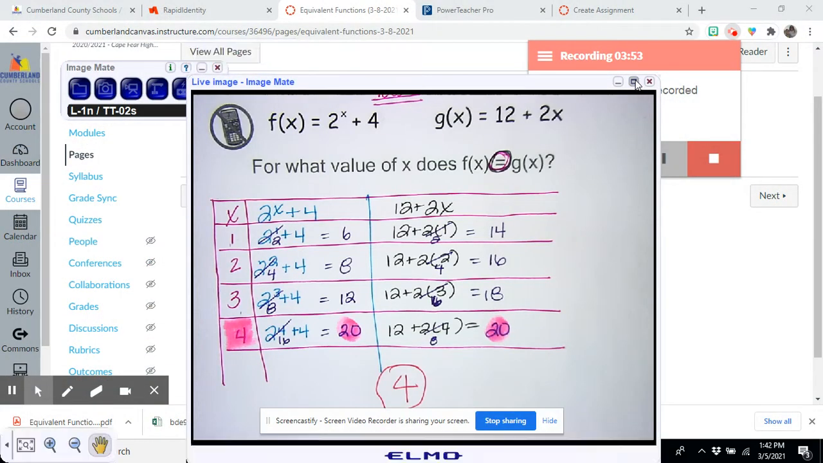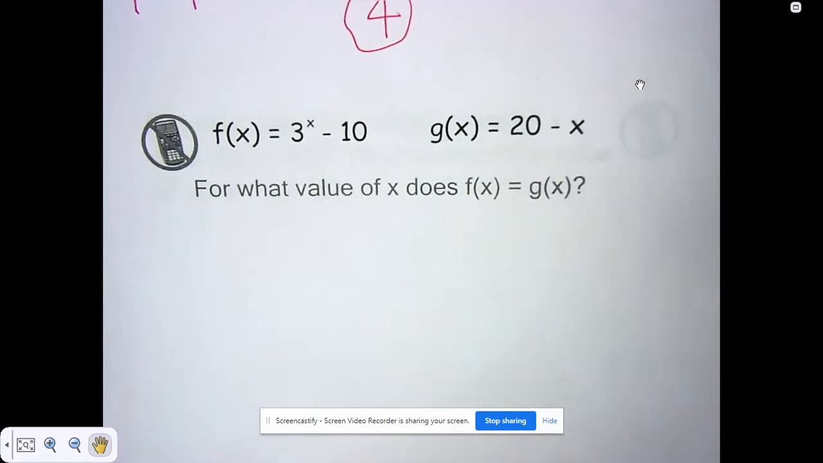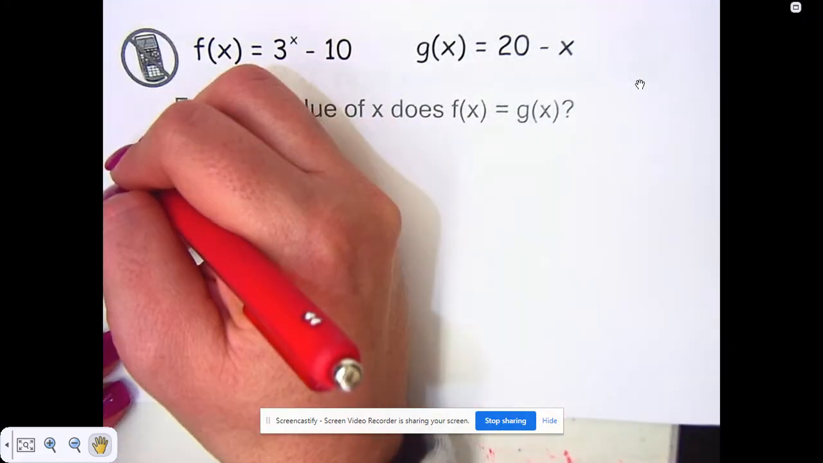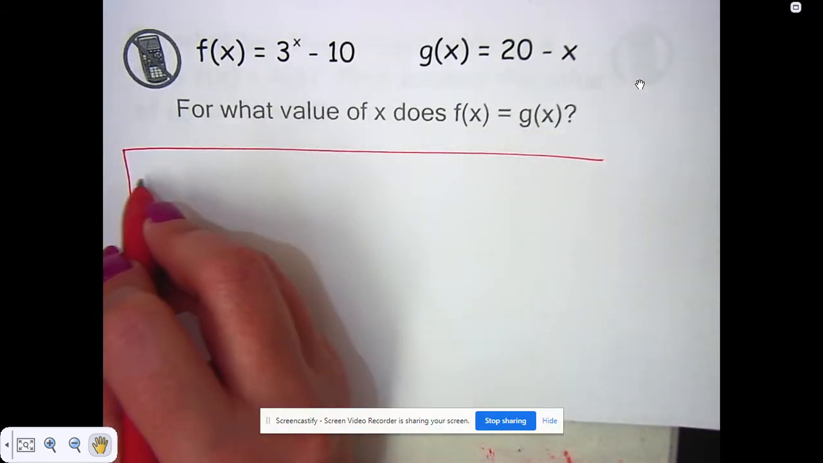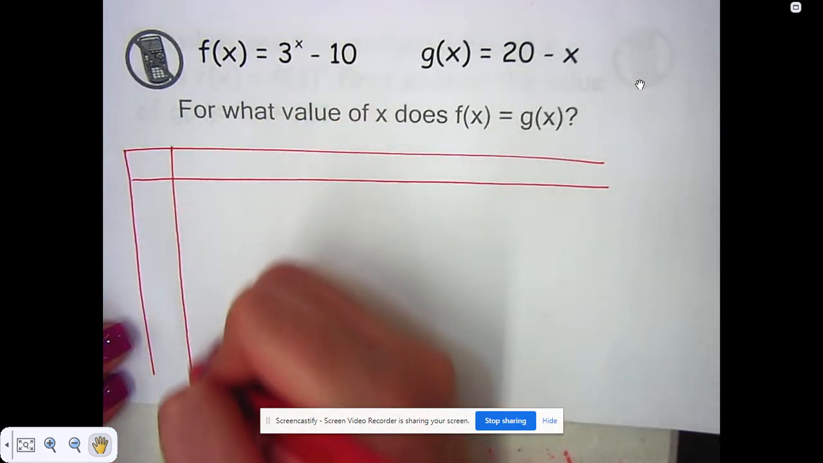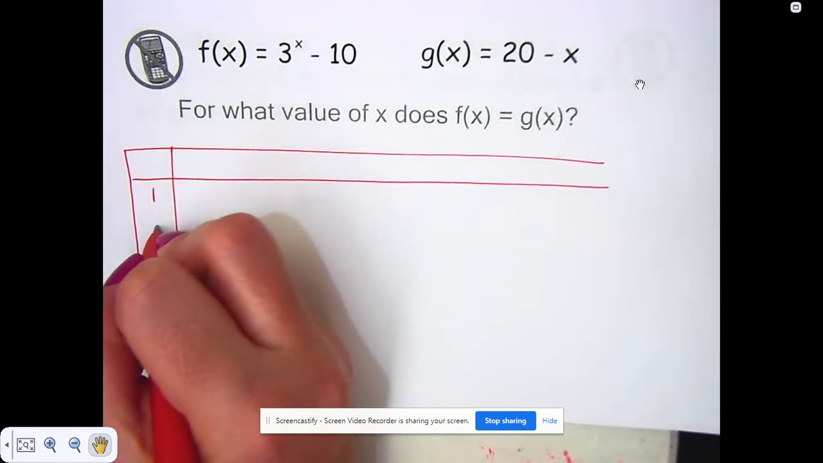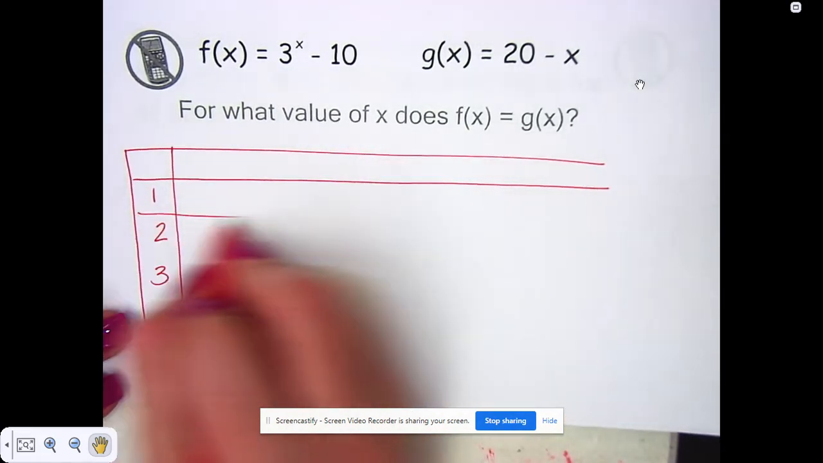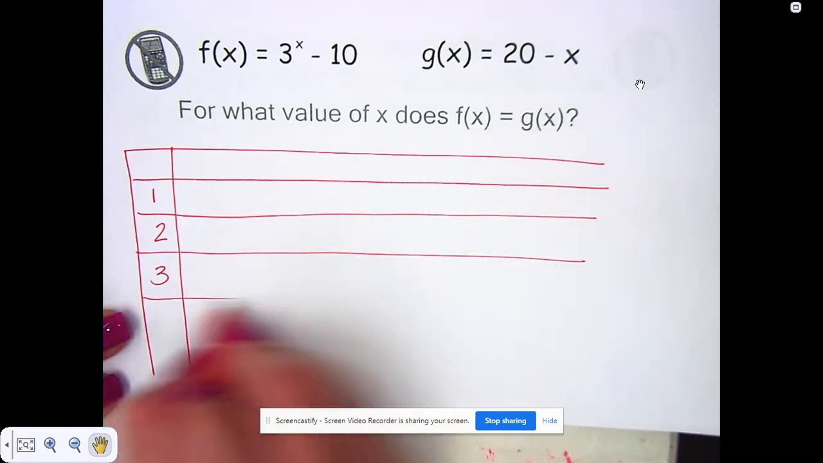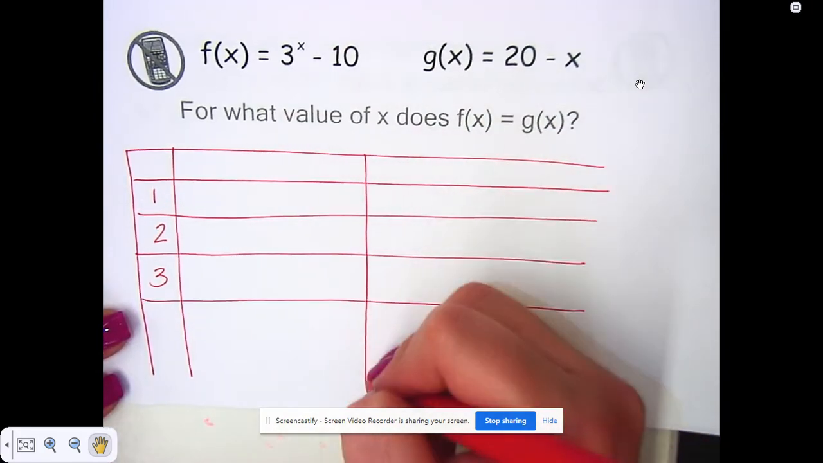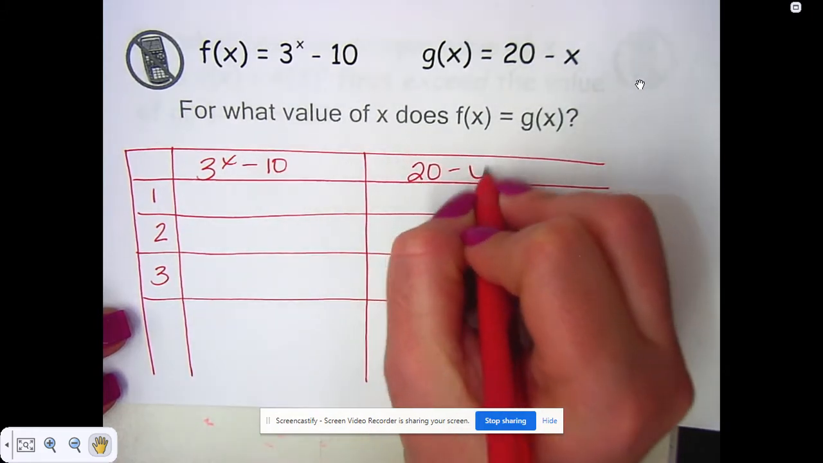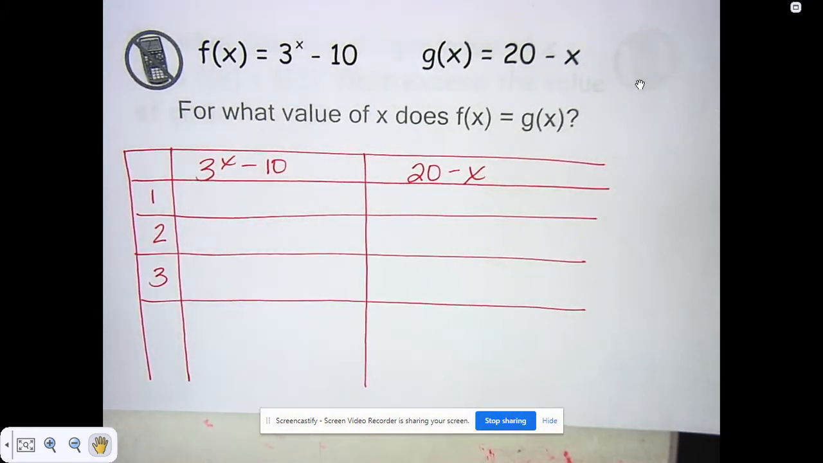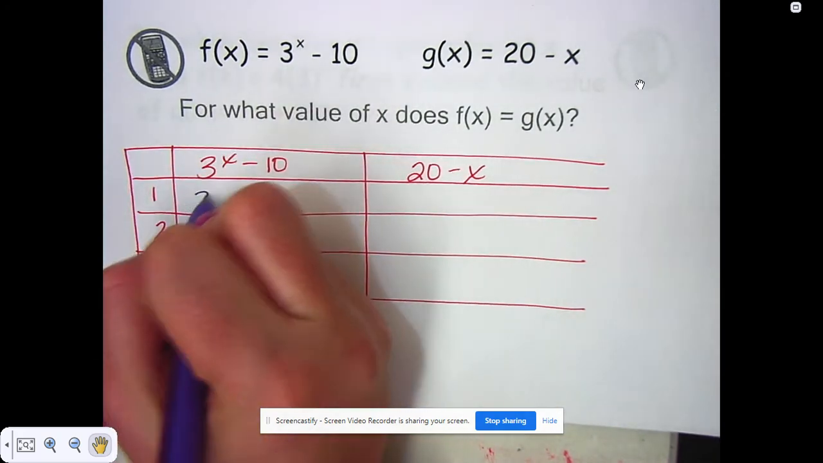Let's look at the next one. Okay, so I'm going to do the same thing. I'm going to create my table. Okay, 1, 2, and 3 is where I'm going to start. So the first thing you do is you plug them in.